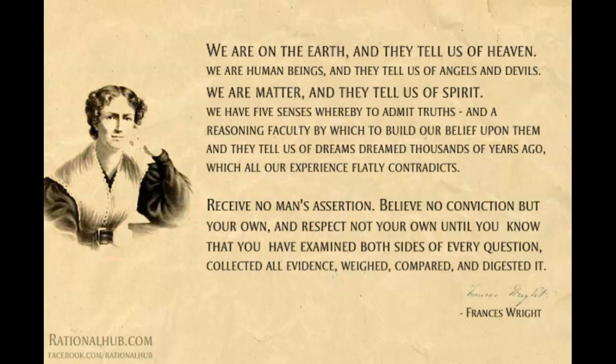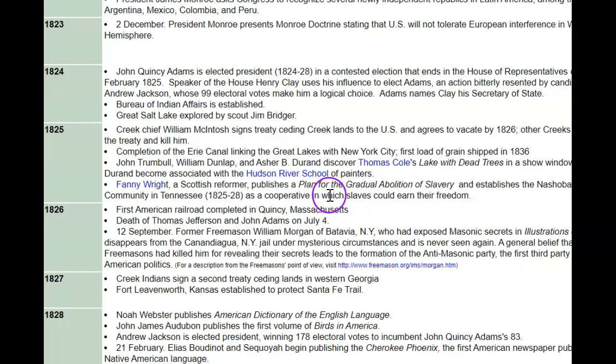Can you imagine? What a neat woman. And here's what she did. She published a plan for the gradual abolition of slavery and established the Nashoba community in Tennessee as a cooperative in which slaves could earn their freedom. What? That's our Fanny. Kind of proud of some of these women who spoke up in voices that had often been silenced.